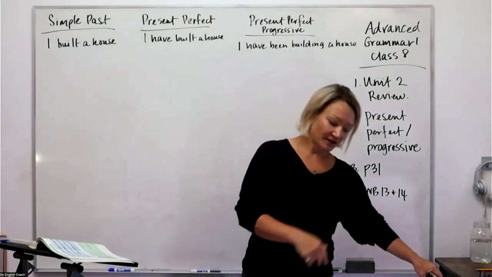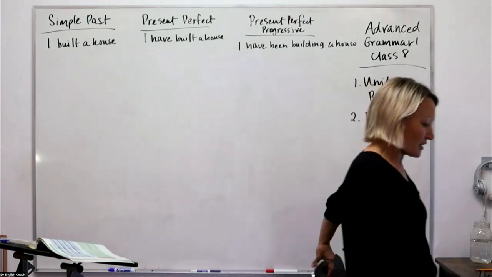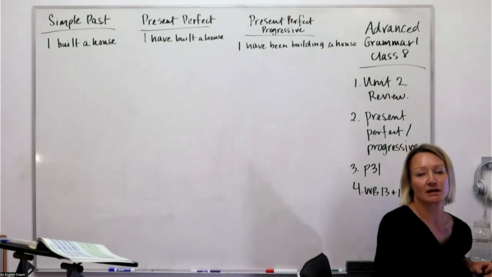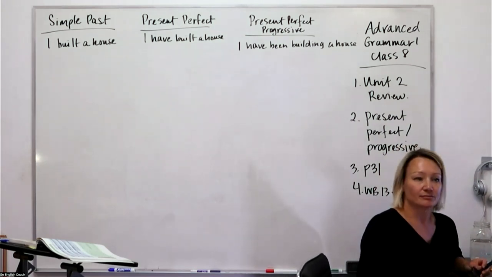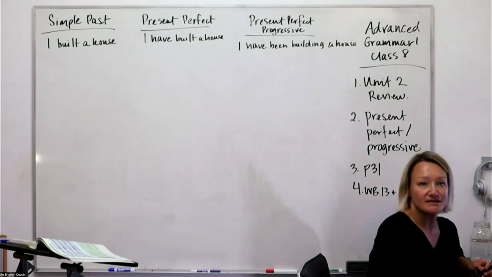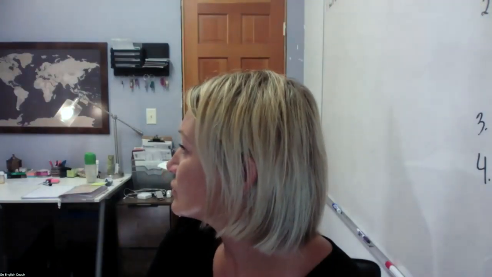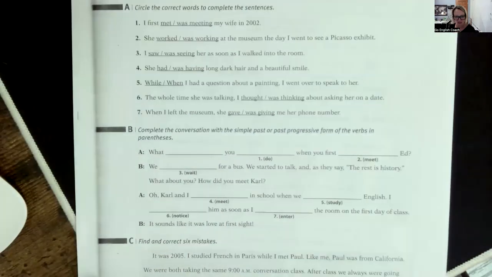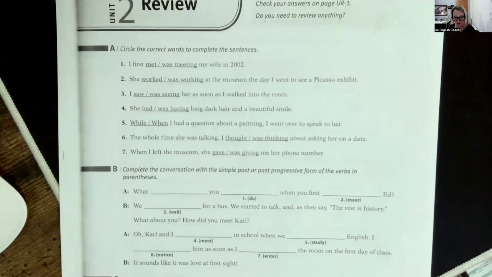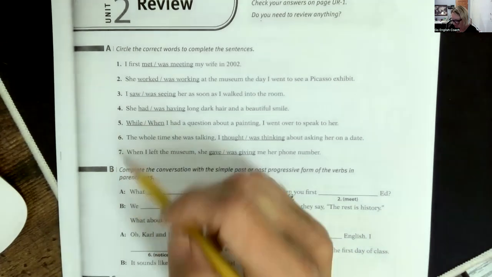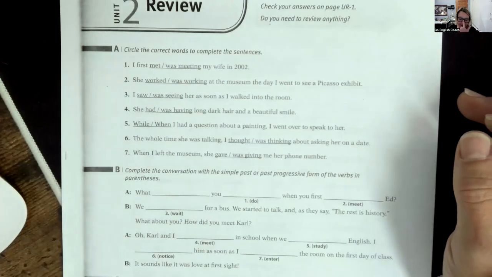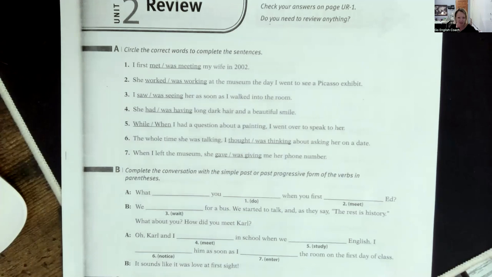Okay, so let's come on over here and we'll get all set up to do our unit 2 review. You guys should have had this in the last class. So if you have not done it, go ahead and pause this and take a moment to watch it or to do the activity. So this is our unit 2 review. We are looking at part A here, where we've got 7 sentences, and we're going to choose between the past, simple past, or past progressive.